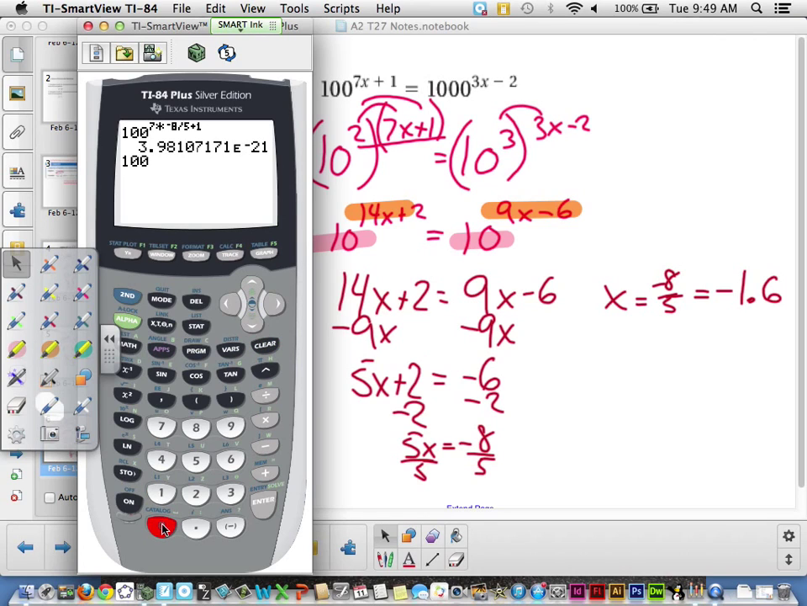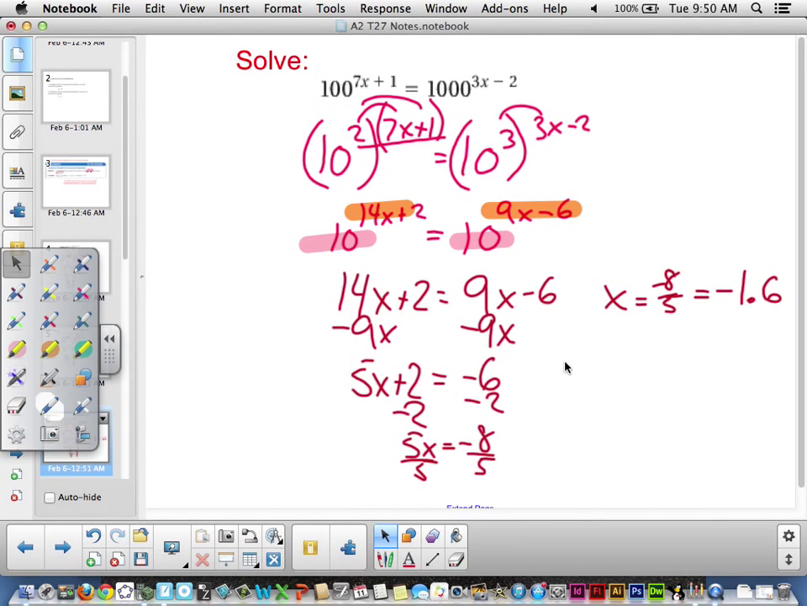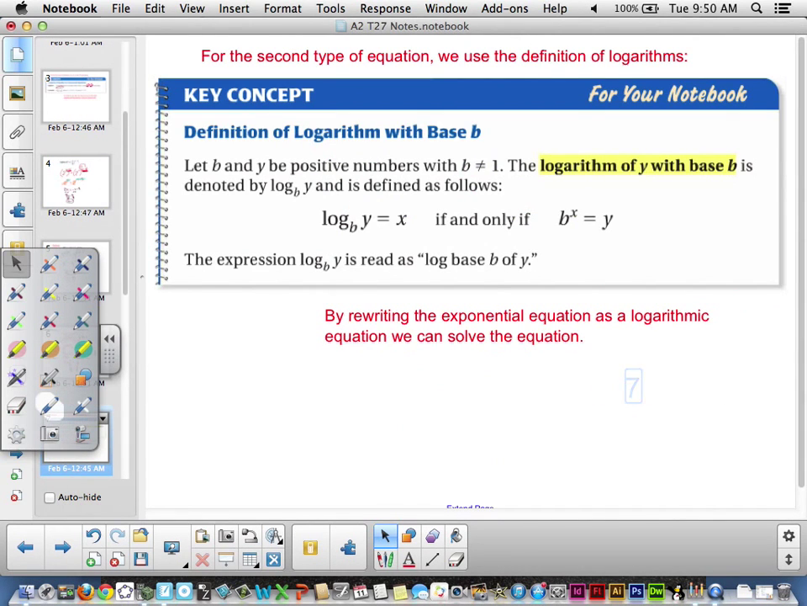1,000 to the 3 times negative 8/5 minus 2. They equal the same thing. Good. All right, so let's move on.